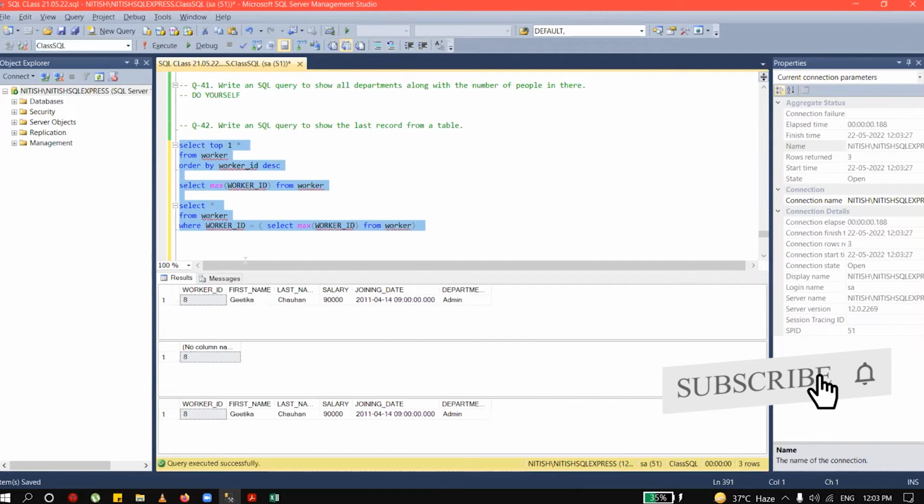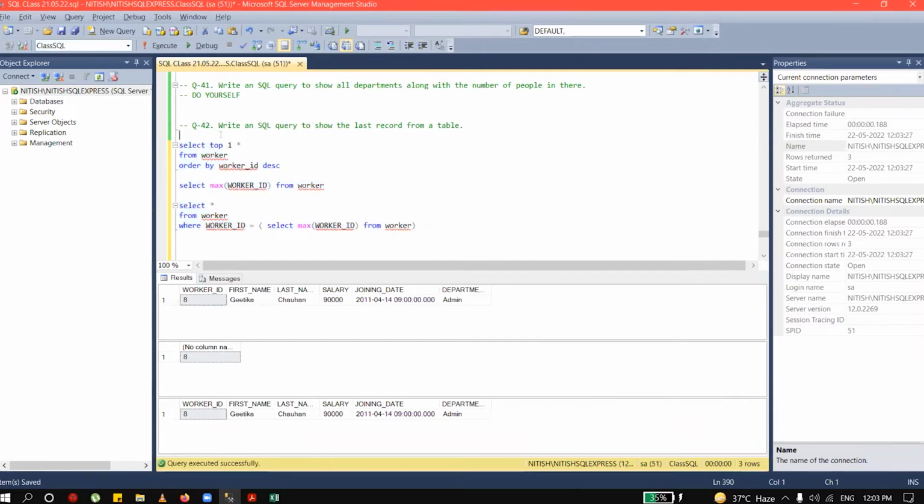The only difference is that the above one is a proper method, which works with respect to worker ID descending order. The second one can also be a proper method, by looking for the maximum value over there. Okay.